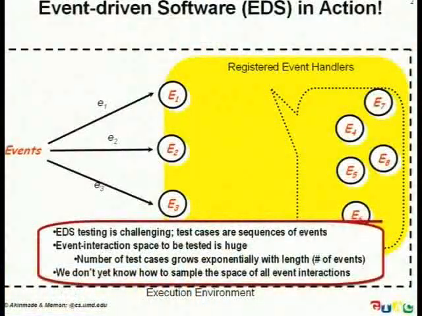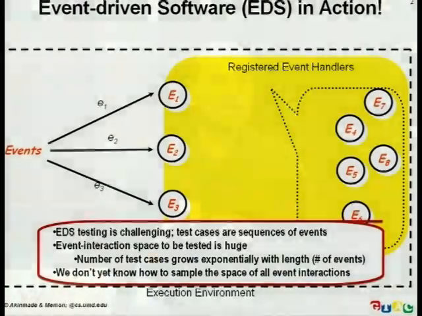So what are the problems here? The event interaction space to be tested is very large. It's huge, in fact. The number of test cases grows exponentially with length. I'll talk a little bit more about this. When you have more events in the test case, the total number of test cases can grow exponentially. And we don't really know how to sample the space of all possible event interactions. When I say we, it's not the two of us, but we as a community who don't know how to sample this large space of event interactions.